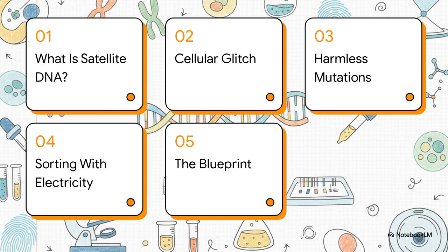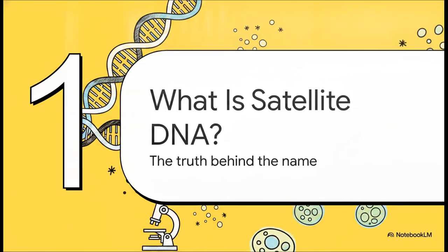We've got a fascinating journey ahead, going straight from the invisible molecular level to massive FBI databases. We'll quickly cover what satellite DNA actually is, break down that microscopic cellular glitch, see how harmless mutations turn into polymorphisms, sort some DNA with electricity, and wrap up with the blueprint of fingerprinting. So, to kick off our micro to macro journey, we first need to understand the fundamental building blocks.